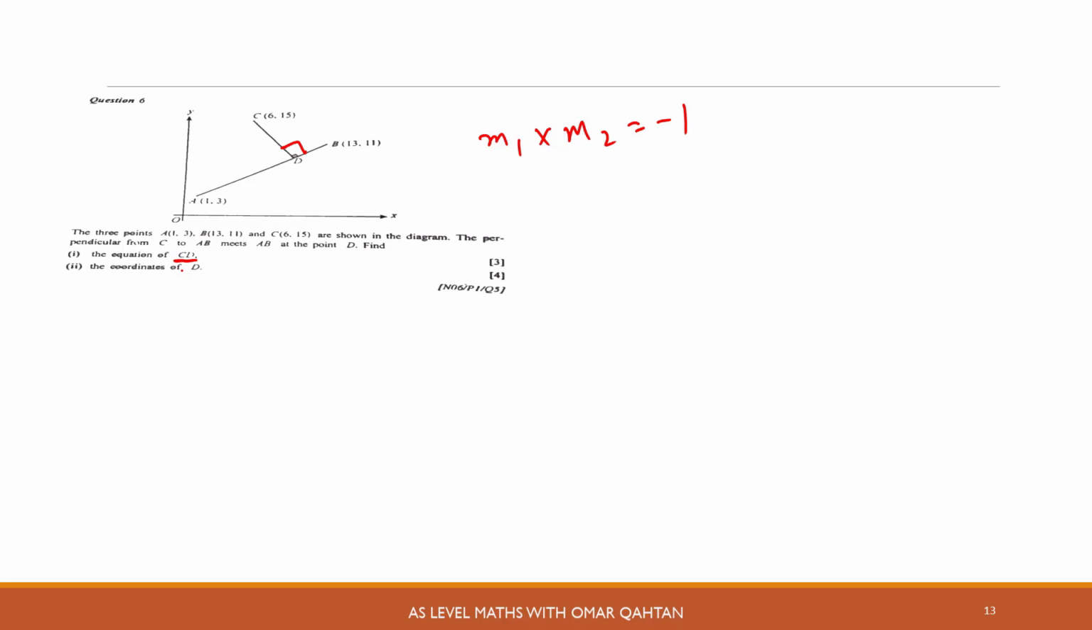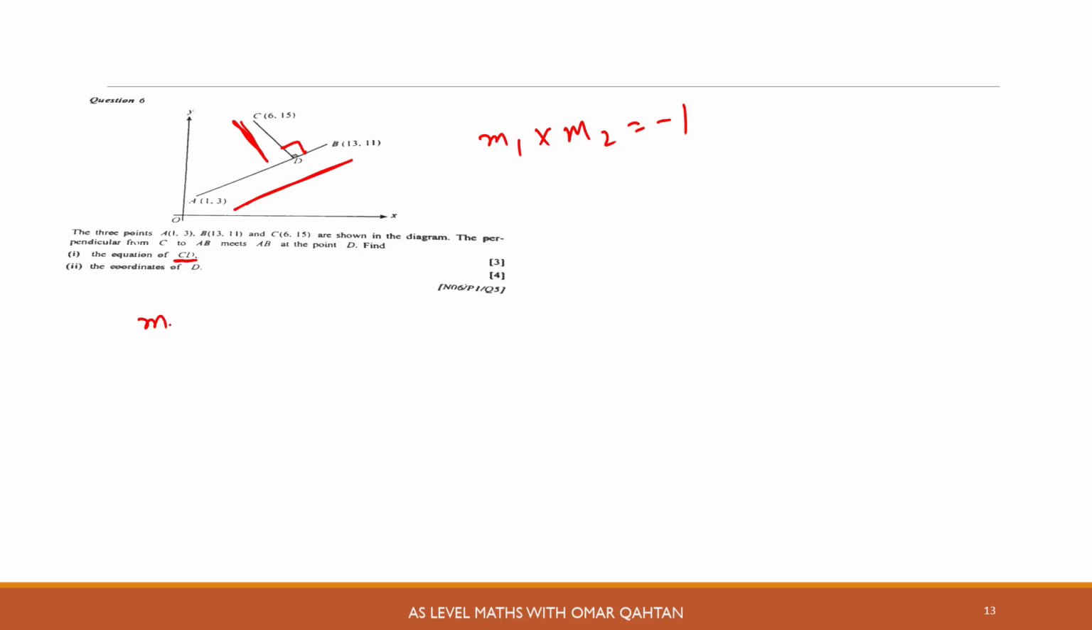Whenever we want to form an equation, what we actually need is a coordinate and the gradient, right? So here we are not given the gradient, but we can first find the gradient of this line AB, and we will convert the gradient of this line AB into that of CD, because they are both perpendicular to each other. So let's do it.